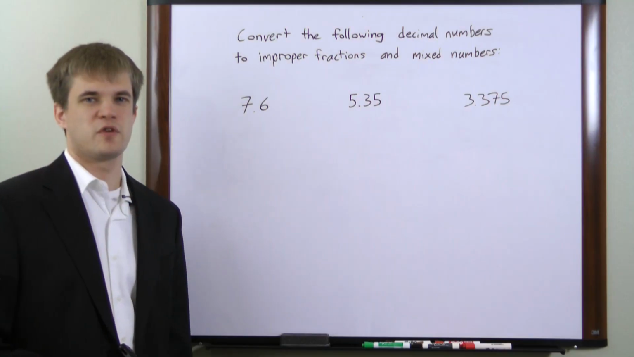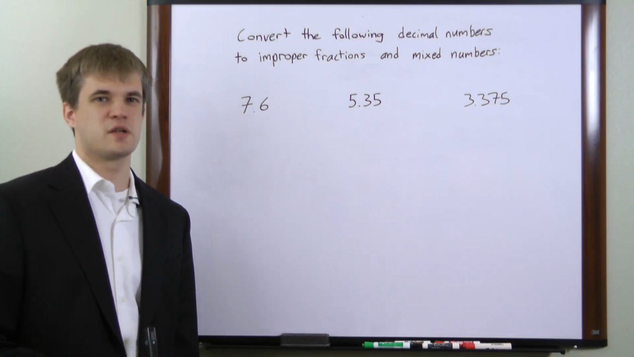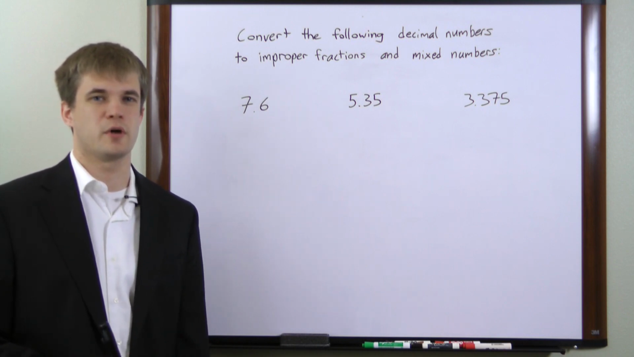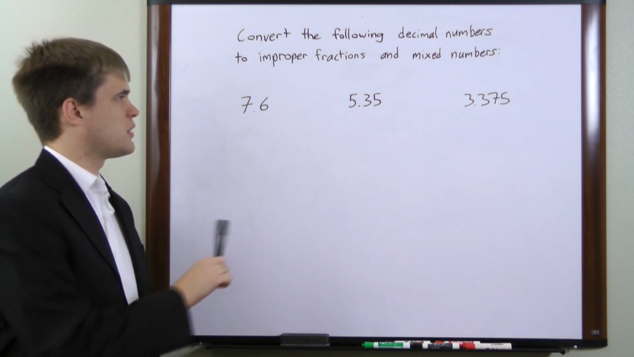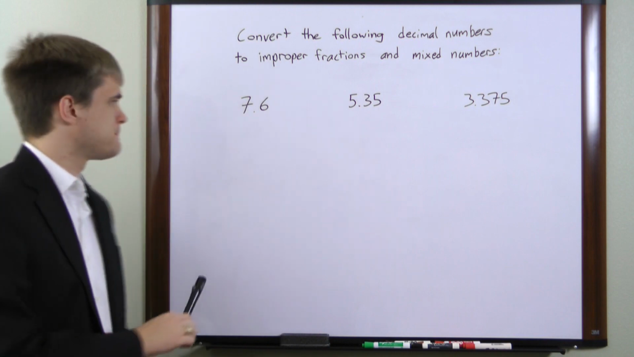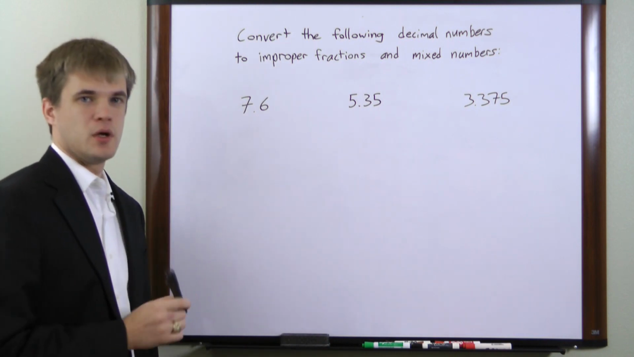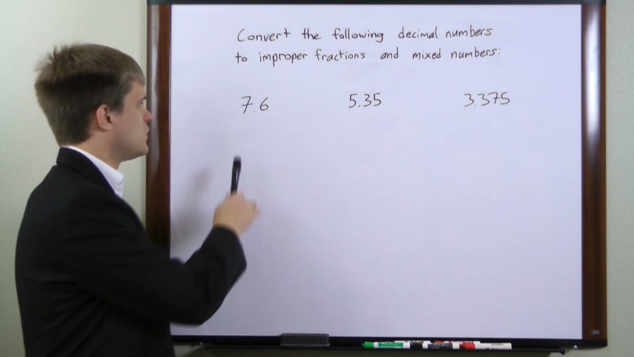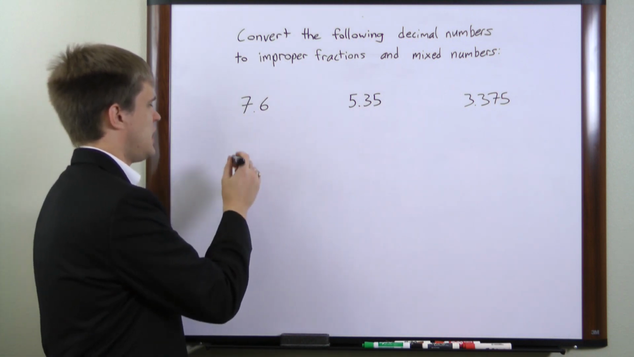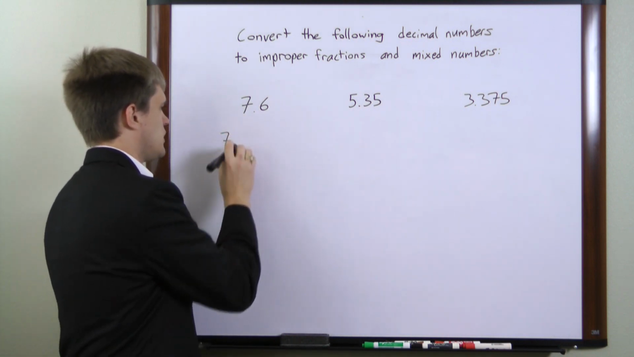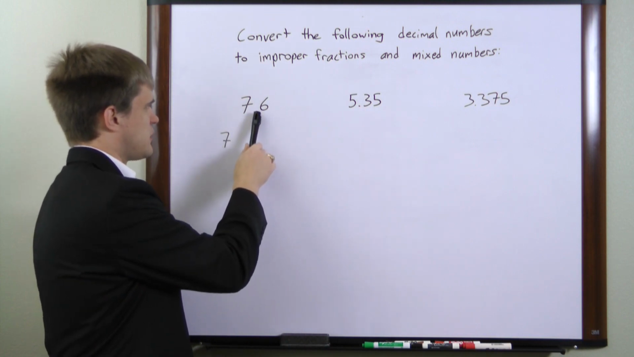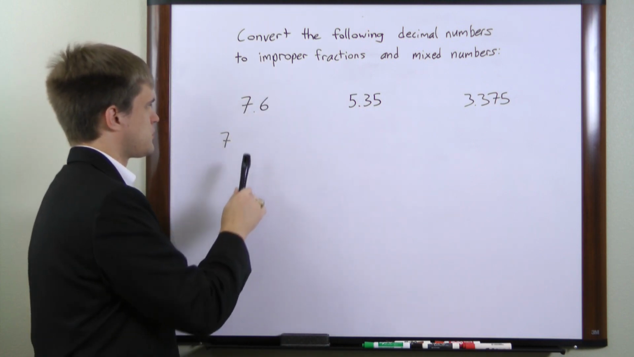The first step in converting a decimal to an improper fraction is to convert the decimal to a mixed number. So we'll convert to mixed numbers first. In this first example, we have 7.6. To convert this to a mixed number, we'll take the whole part, or the part to the left of the decimal, which is a 7.